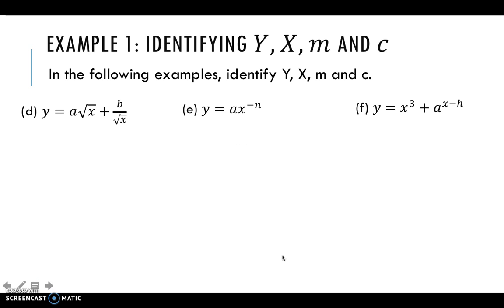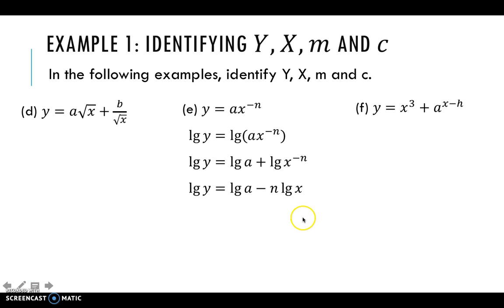Okay, for part E, you realize that now you have something that is stuck on the power of x, which actually makes this not a very simple example. In order to bring the n down, you need to log both sides. So I'll get log y equals log a x to the power of negative n. Now I can split this up because there is a multiply in the middle. So I'll get log a plus log x to the power of negative n, bring down the negative n.